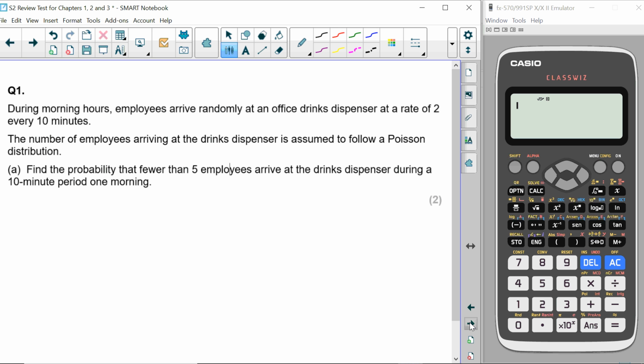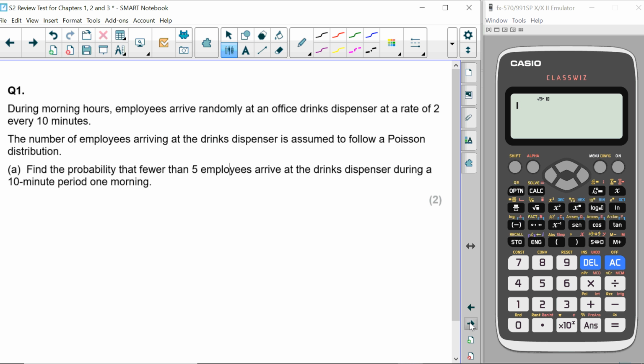So, question 1. During morning hours, employees arrive randomly at an office drinks dispenser at the rate of 2 every 10 minutes. As soon as you see that and you see a value every certain number of minutes, you're looking at a time frame. Now, when you're looking at a time frame, you know we're leading into a Poisson. Well, 9 times out of 10, we're going to be leading into a Poisson. It says the number of employees arriving at the drink dispenser is assumed to follow a Poisson distribution. So there we go. They've already told us.